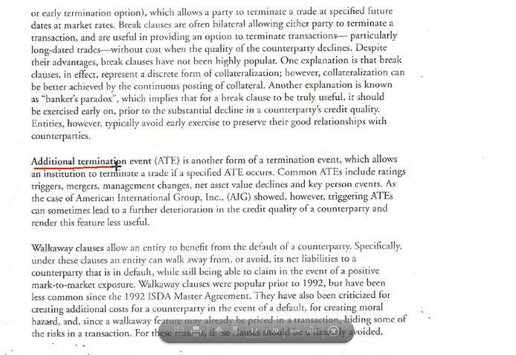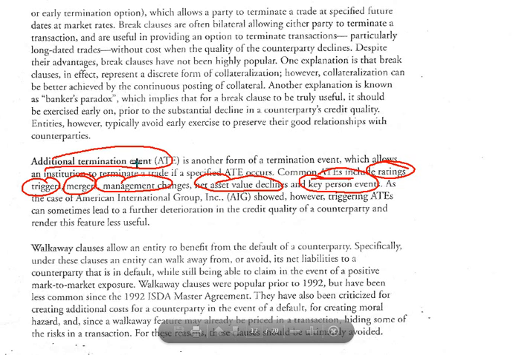Then you have something called an additional termination event. It is another form of termination event, which allows a firm to terminate a trade if a specified event occurs. So there are some specific termination events. If those occur, then you can terminate. The common termination events are rating triggers, if there is a downgrade; mergers; if there are some management changes, CEO, CFO changes; if the NAV of the firm declines; or if there are some key person events, right? So these are called additional termination events. Whenever this happens, you can terminate your contract.